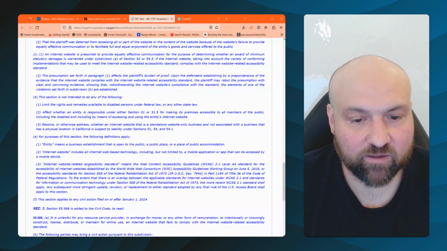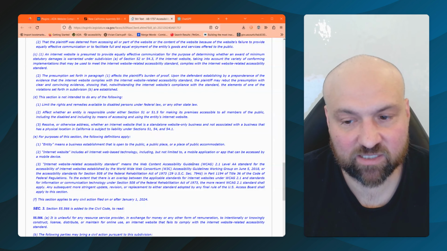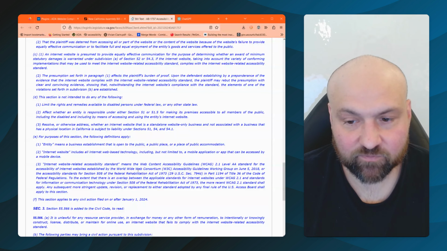And then three, related accessibility standard means the Web Content Accessibility Guidelines, WCAG 2.1 Level AA standard for the accessibility of internet websites.